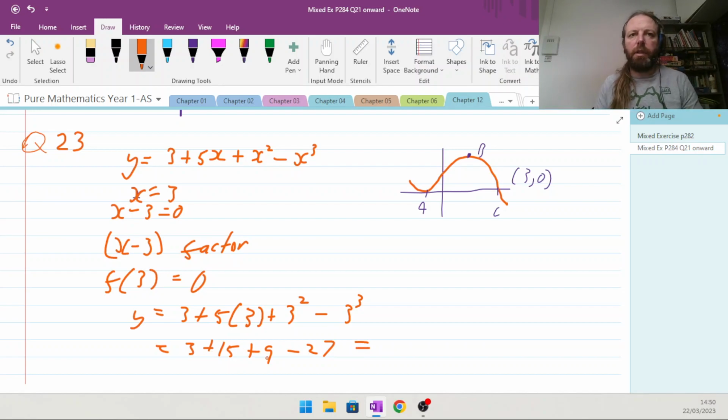I think that's correct, isn't it? Check on the calculator, always worth the check. 3 plus 15 plus 9, yes, is 27, minus the 27 is equal to 0. Okay, so that's our part A done.